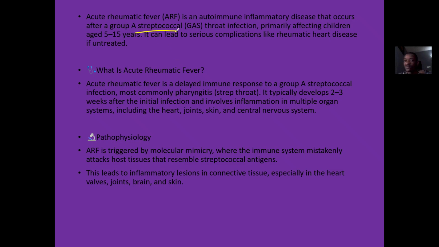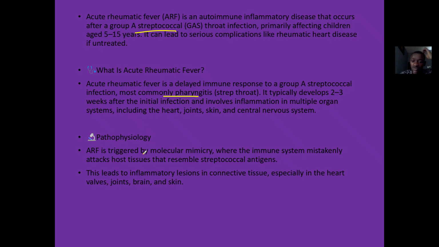It's just a disease that comes from group A Streptococcus. It primarily affects people between age 5 to 15 years, much more commonly. It's actually a delayed immune response to group A Streptococcal infection, which causes strep throat leading to pharyngitis. It typically develops 2 to 3 weeks after the person has had the strep throat or pharyngitis. That tells you there was a delayed treatment, or the treatment was not adequate.